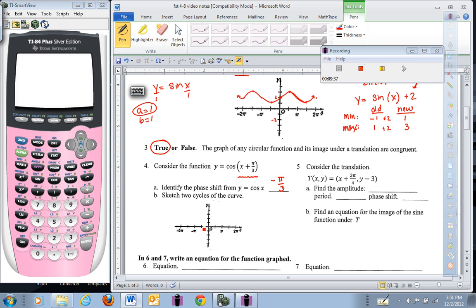It says, can you sketch 2 cycles of this curve? Well, it's our cosine function, and it got moved 1/3 of a pi to the left. So what we want to do is figure out where the new zeros would be, where the new minimum numbers would be, and where the new maximum numbers would be.